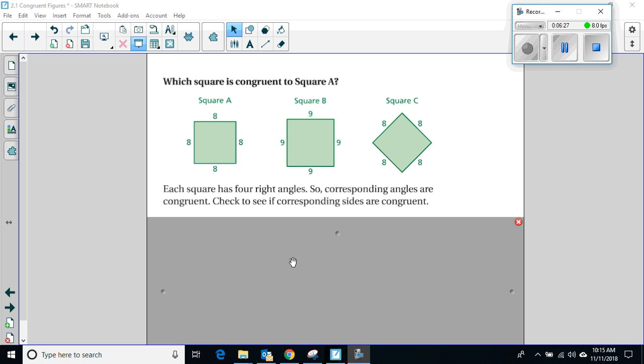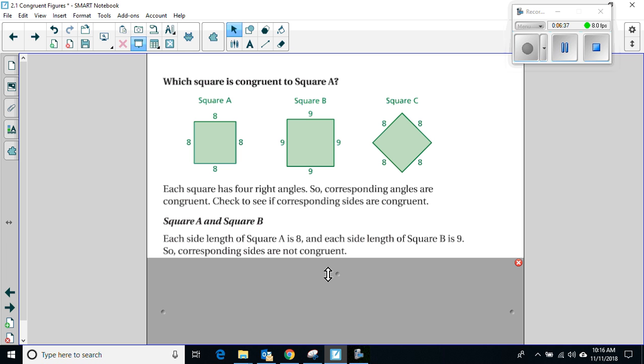So each square has 4 right angles. Squares A, B, and C all have 4 right angles. So the corresponding angles are all congruent. But let's see if the corresponding sides are congruent. As you can see, looking at square A and square B, each side length of square A is 8, whereas each side length of square B is 9. So those corresponding sides are not congruent.